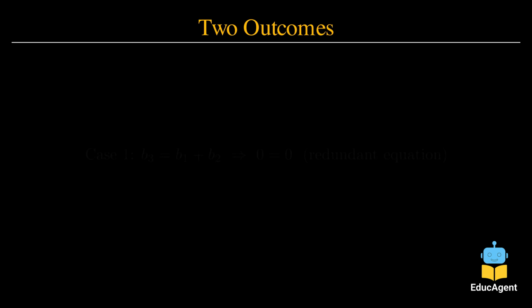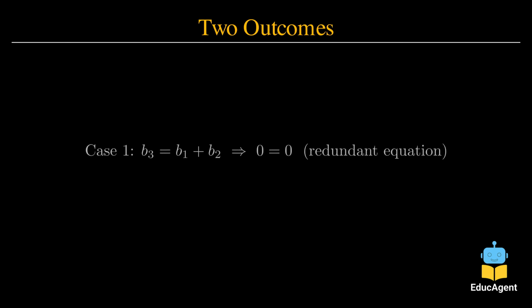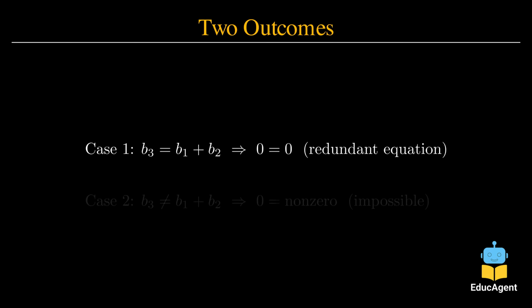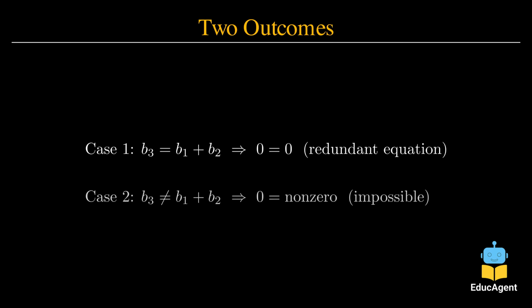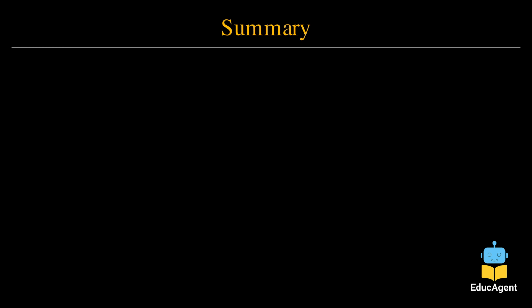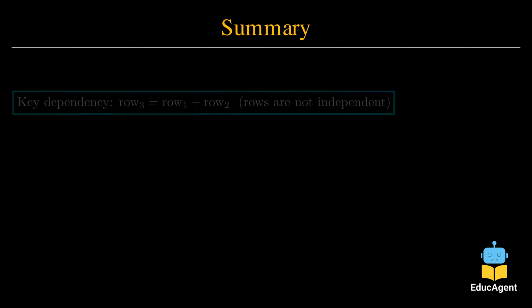If the right-hand side matches the dependency, the third equation adds no new information. If it doesn't match, elimination exposes the contradiction instantly. No solutions. The whole story is linear dependence.